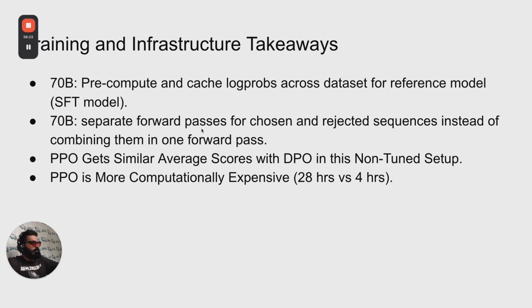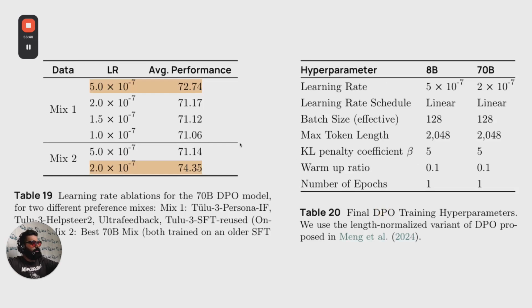They also separate the forward passes for chosen and rejected sequences, which seems like that's the norm, is to combine them. PPO gets similar average scores with DPO. PPO is more computationally expensive, 7 times more in terms of time. These are the learning rates they found for the 70 billion DPO model with different mixes. And then these are the final DPO training parameters with only one epoch of training.